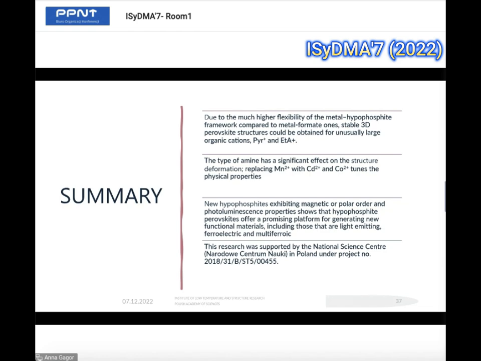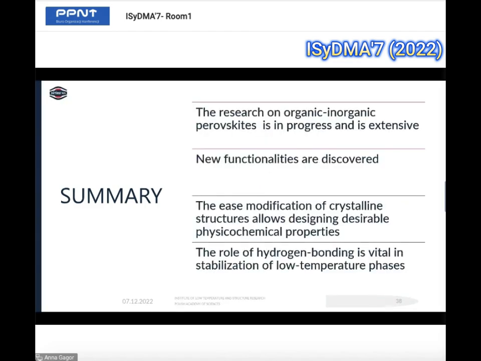And perhaps the hypophosphites are not so interesting as the formates because they do not have a phase transition, but it is also because we found some polar phases. It means that it's maybe a nice platform also for searching for ferroelectric or multiferroic materials as well. And some general conclusions: the research on organic and inorganic perovskites is in progress and is extensive.